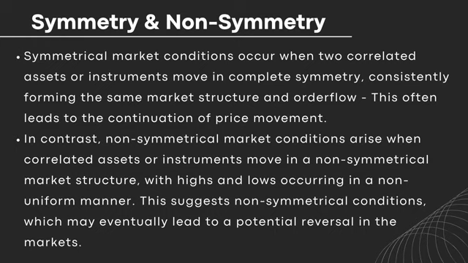Now, a symmetrical market condition occurs when two correlated assets, markets or instruments move in complete symmetry, meaning they consistently keep forming the market structure and order flow, right, without any discrepancy and variation, right? This type of symmetry and structure often leads to the continuation of price and a balanced price action, right? Because the market is moving in full symmetry without any disproportionate variation or discrepancies, right? That's what we basically call symmetrical market conditions. Now, these types of market structures and market conditions are more suitable for the continuation of order flow in market structure, right?